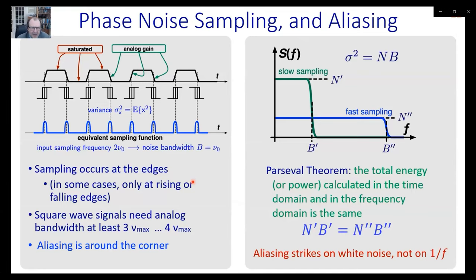Digital circuits suffer from aliasing for the simple fact that phase noise exists only in the transitions, and this flat region is just free from phase noise. Phase noise doesn't make sense here. So phase noise is sampled twice per period, at the rising and at the falling edge. So the bandwidth of the phase noise is equal to half of the sampling frequency, so it is equal to the carrier frequency.